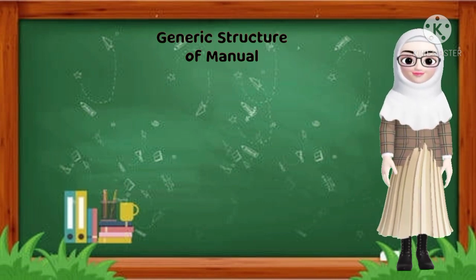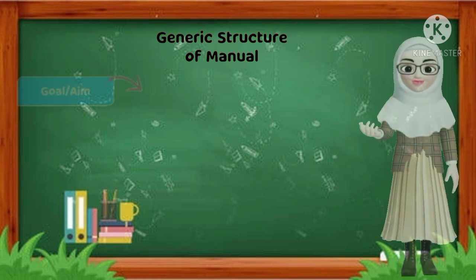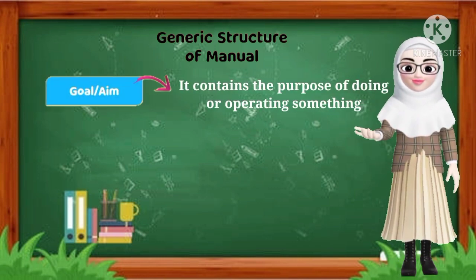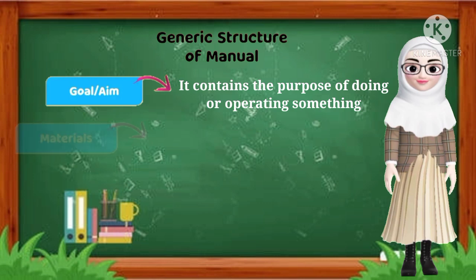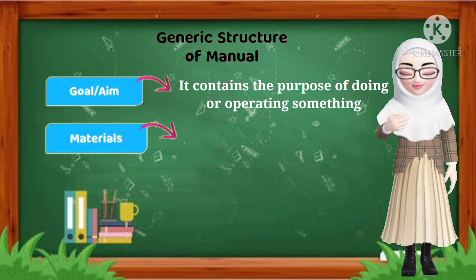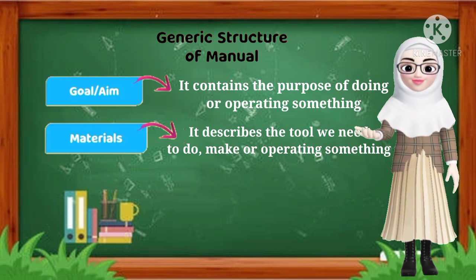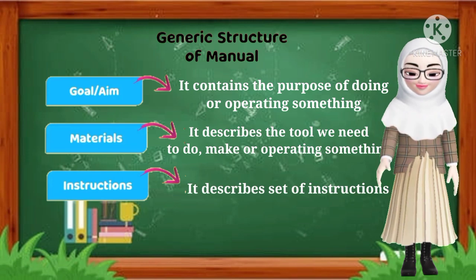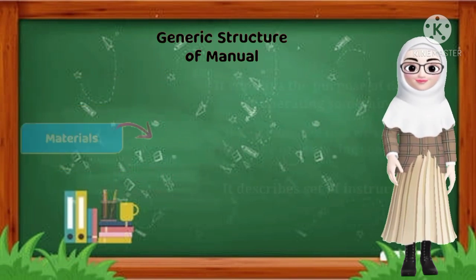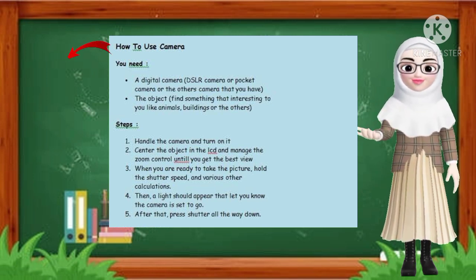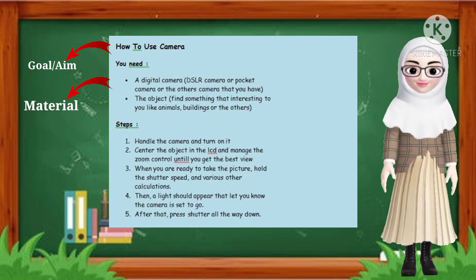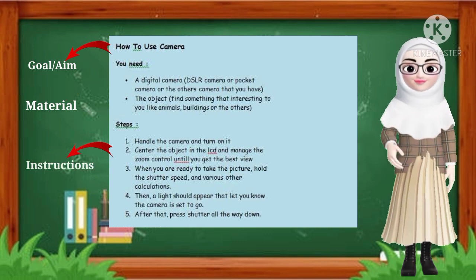The structure of manual procedure text are: the first is goal or aim. It contains the purpose of doing or operating something. The second is materials. It describes the tools we need to do, make, or operate something. Third is instruction. Of course, it describes sets of instructions. Now, let's analyze the structure of the text. The upper part of the text is the goal or aim, and it's followed by material, and the last part of the text is the instructions.